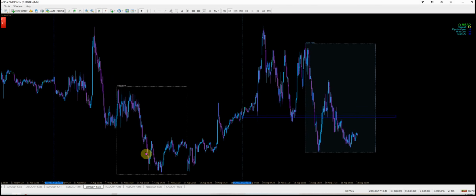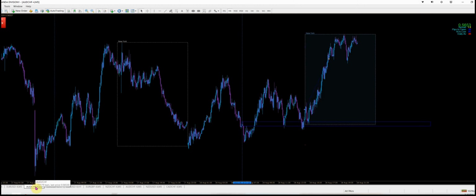And then on the Euro GBP, this one was kind of all over the place. We came down, respected this area during the London session, rallied up, and then we went right through it during New York. And then we kind of have just chopped around. So there was no trade on the Euro GBP.